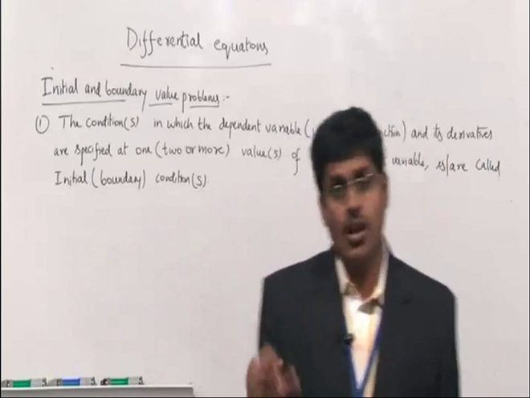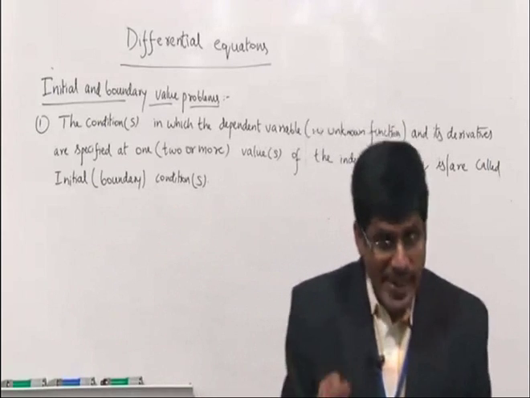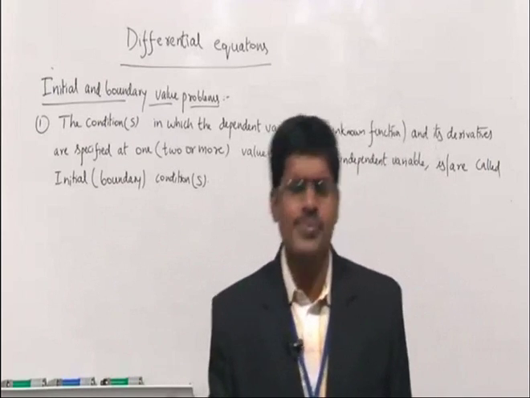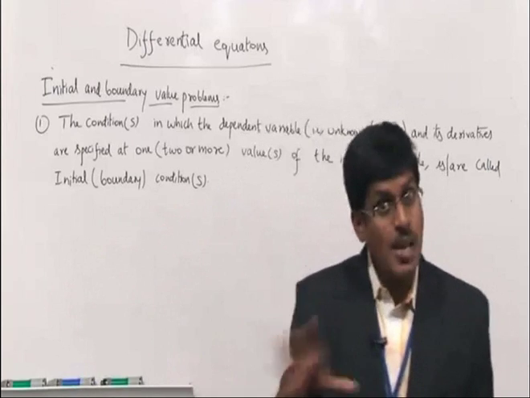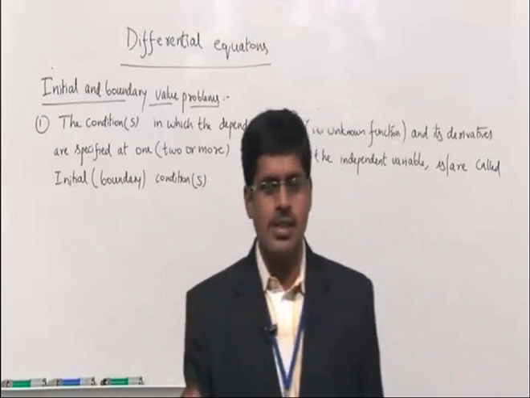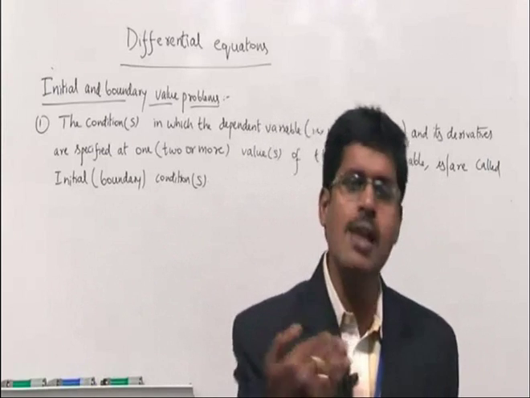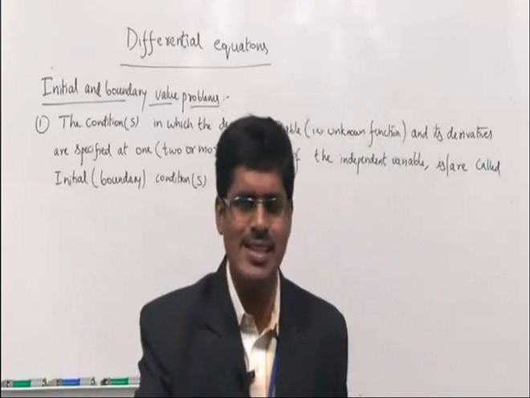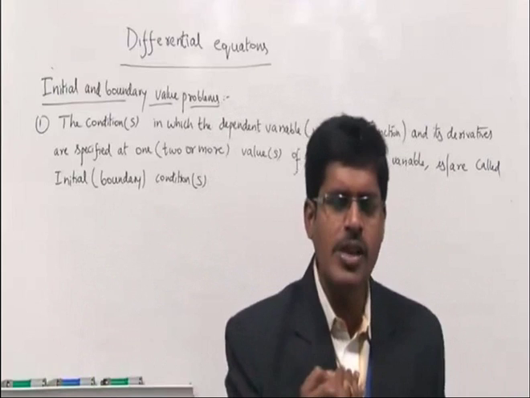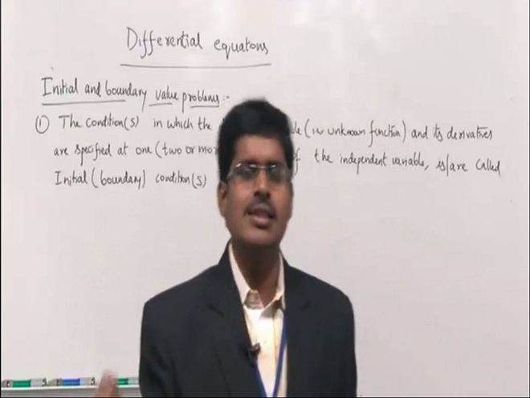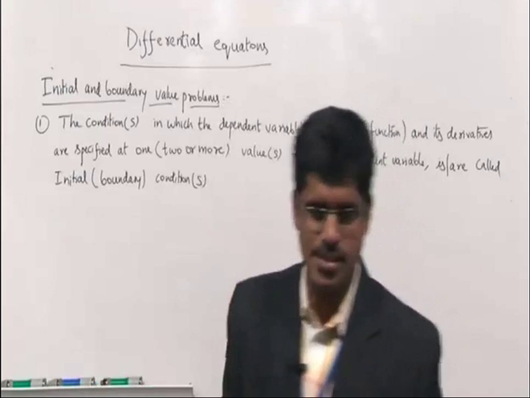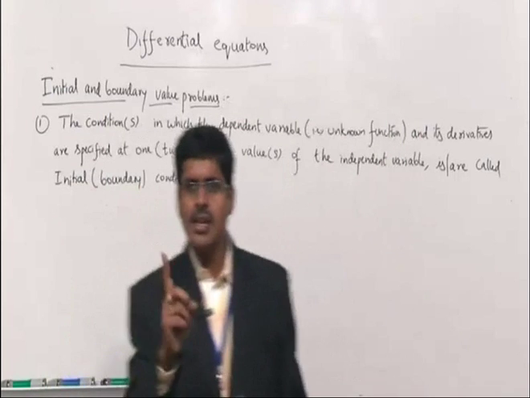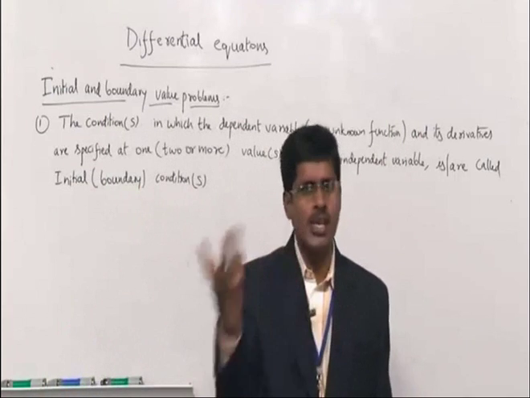Such types of conditions are called boundary conditions. If I take x = 0, y = 0, and x = 0, dy/dx = 1, such types of conditions are initial conditions. That means your independent variable value is the same in all the conditions. Such conditions are initial conditions. If your independent variable value is different, the corresponding conditions are called boundary conditions. Initial means single; boundary you know geometrically.